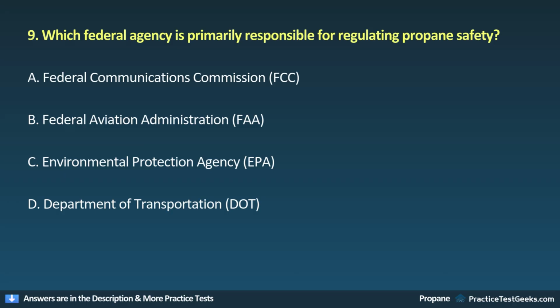9. Which federal agency is primarily responsible for regulating propane safety? A. Federal Communications Commission, FCC. B. Federal Aviation Administration, FAA. C. Environmental Protection Agency, EPA. D. Department of Transportation, DOT.